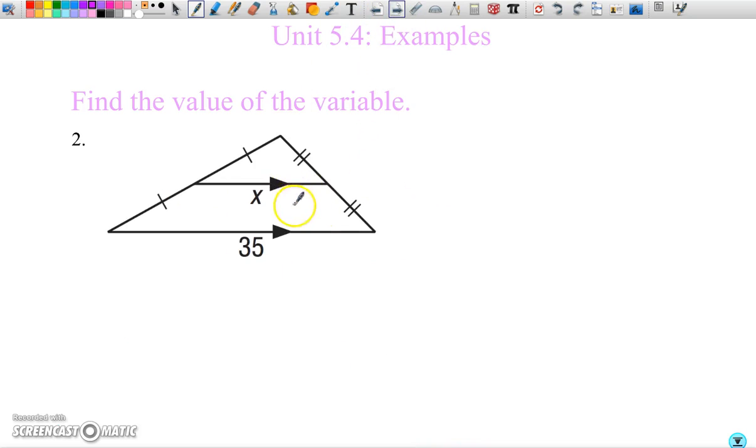All right, number two. So we have marked off a congruent segment here and here. So that means this right here is a midpoint, right? And then because this is congruent to this, this is also a midpoint. So if those are both midpoints, then that makes this line right here what's called a midsegment.